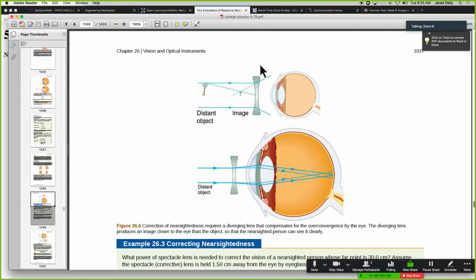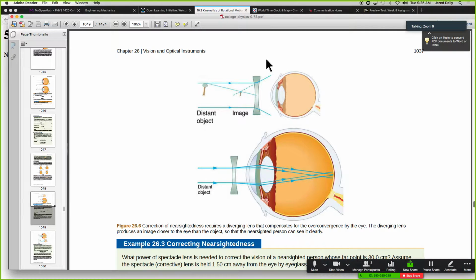This lens does two things, actually. It both focuses the light for this nearsighted person, further back onto the retina, but you can also think of it as making an image that is actually on the same side of the lens. So is it virtual or real if it's on the same side as the object of the lens? It's actually a virtual image, right?